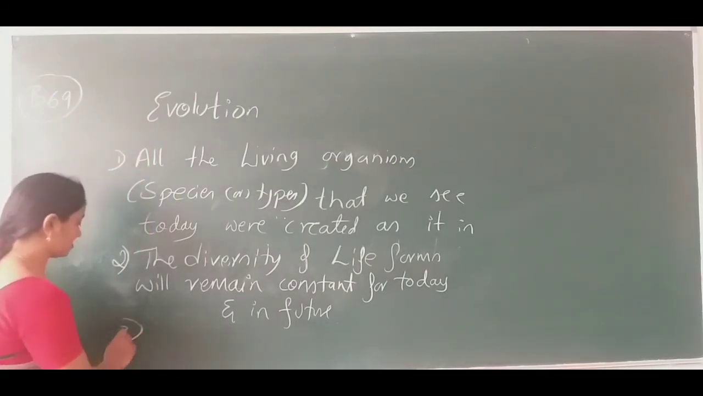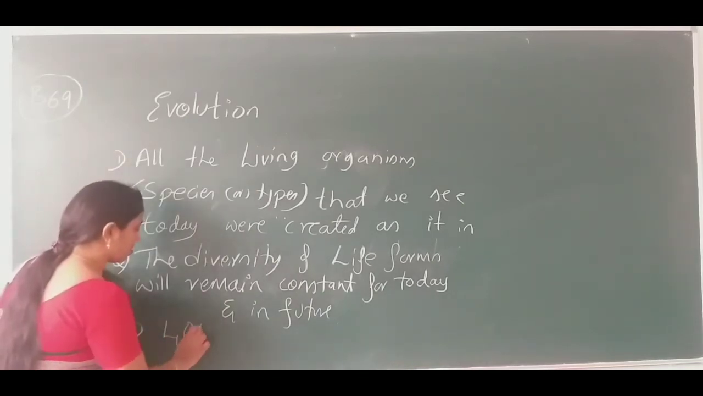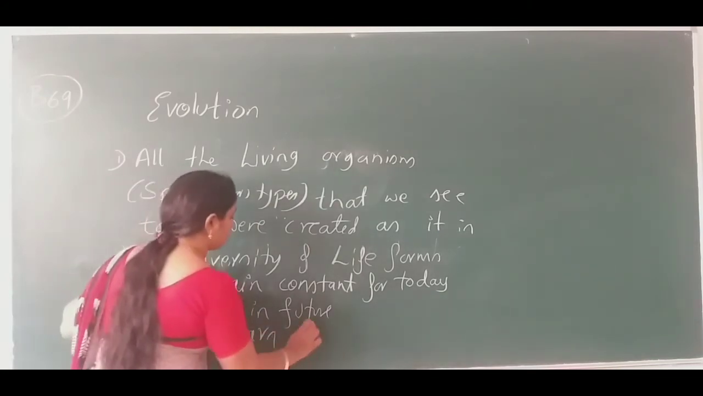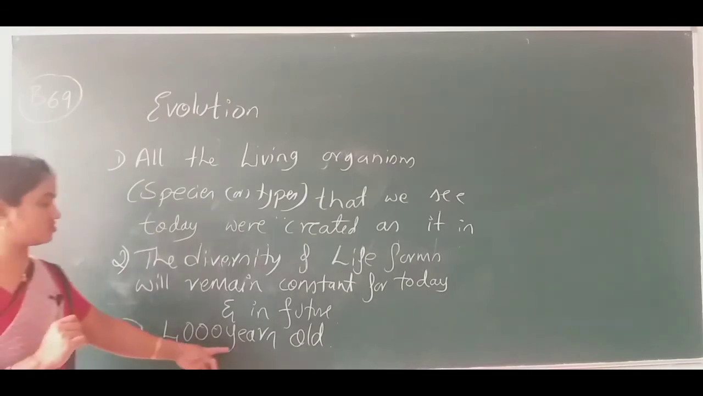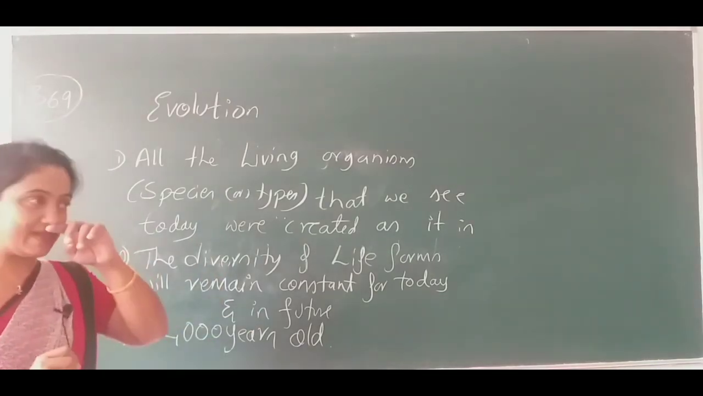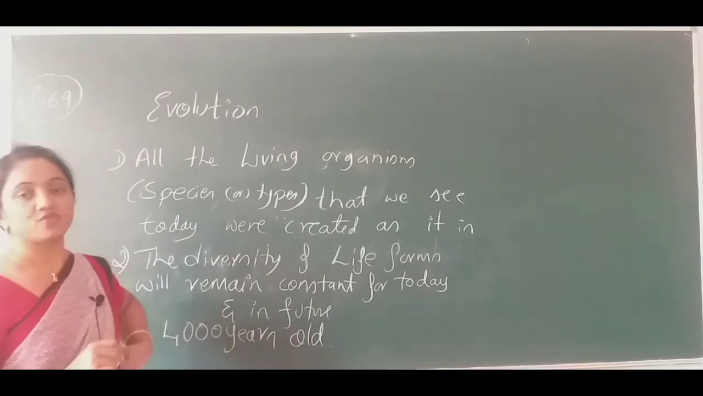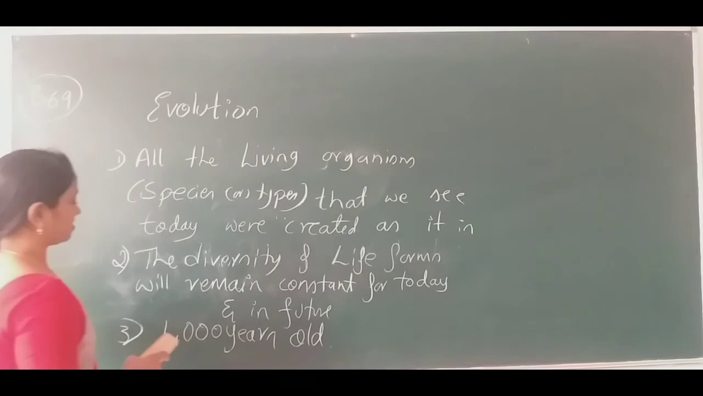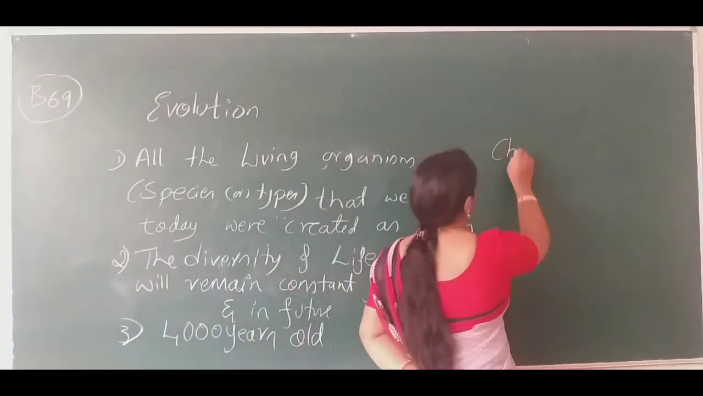The third is that the earth is only 4,000 years old. So these are the three connotations of what? Special creation. Okay, got it? So next is what I am writing here.